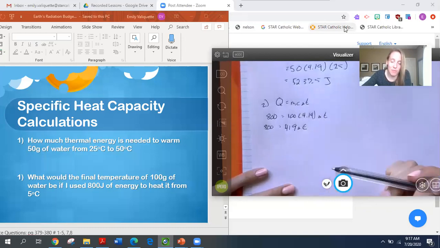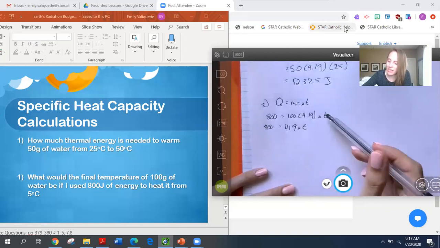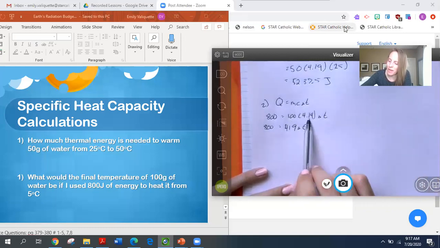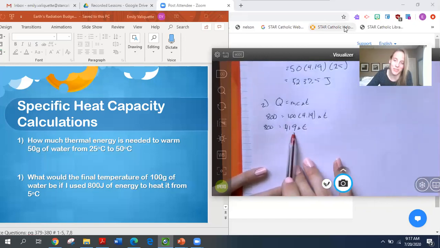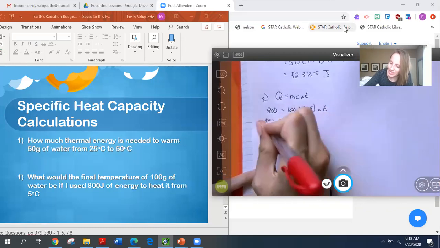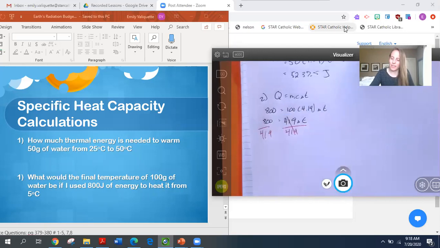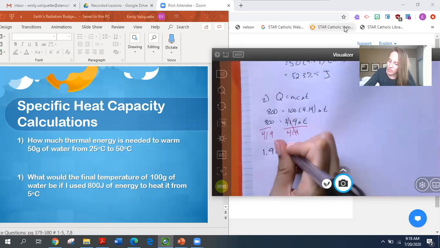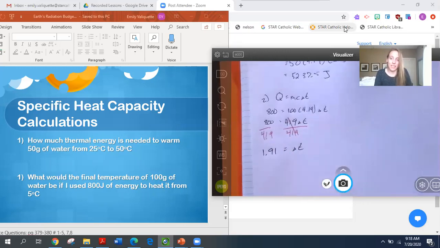And then even though I am given one of the temperatures, I am going to leave this as just delta T for now, just because I find that the easiest way to go about solving this. Then I multiply my 100 by my 4.19 to get 419. And then I'm just going to divide by 419 to isolate the delta T. So 800 divided by 419 is 1.91-ish, which is my delta T.